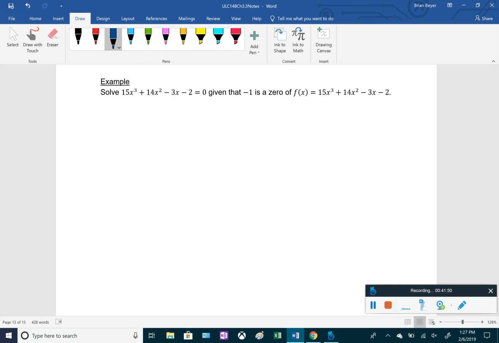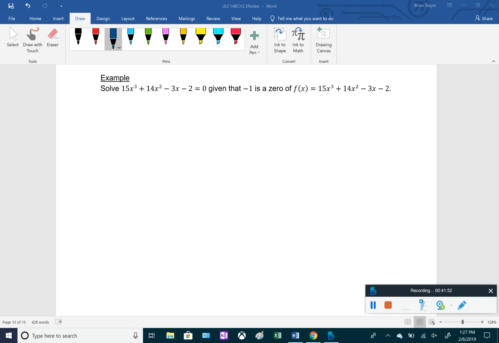Okay, so let's do another one. I'll walk through this one, and then for the last one on the next page, I'll pause the video, write down the answer, and then you can check it if you want. So we're trying to solve this polynomial set equal to 0.